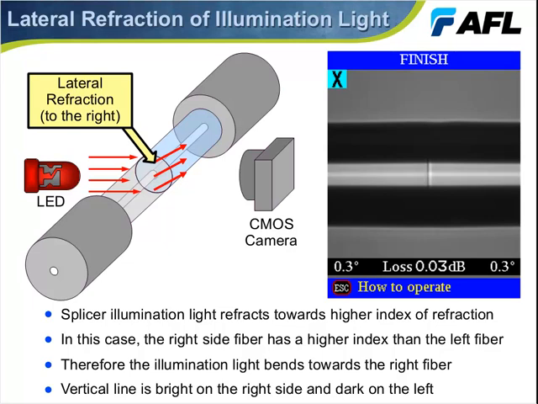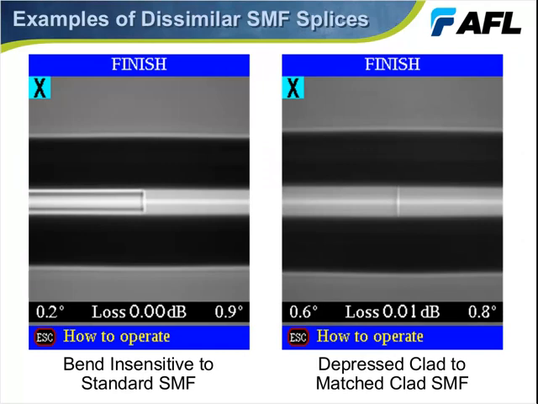So let's move on to the next slide, and we can see a couple more examples of dissimilar single-mode fibers. And these are presented simply as examples. The image on the left is a bend-insensitive G657 fiber to a standard SMF. And on the other image, we see a depressed clad single mode to a matched clad single mode. So we wanted to provide a little more in-depth information that illustrates this.